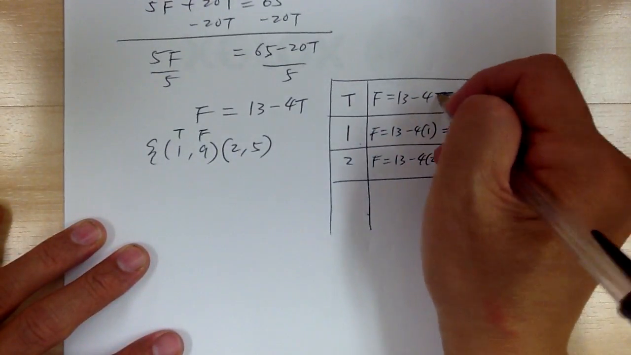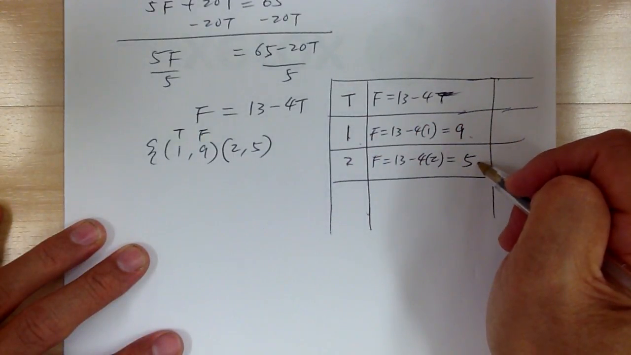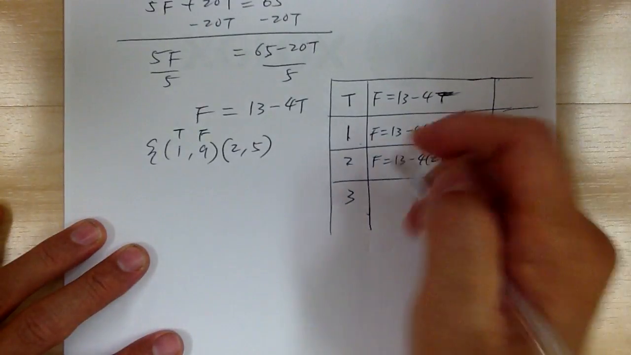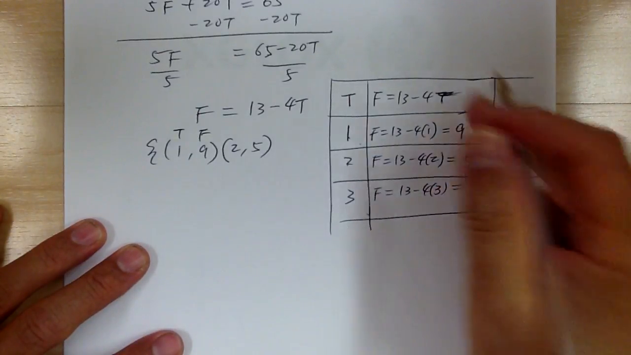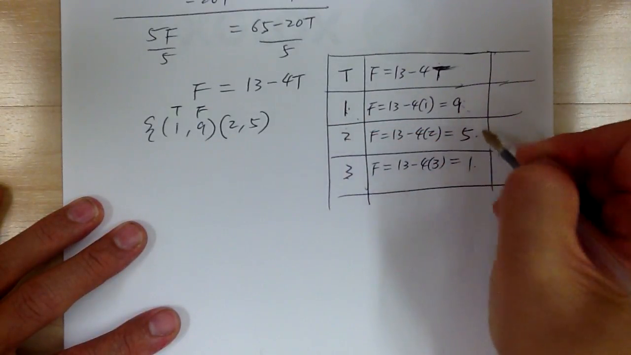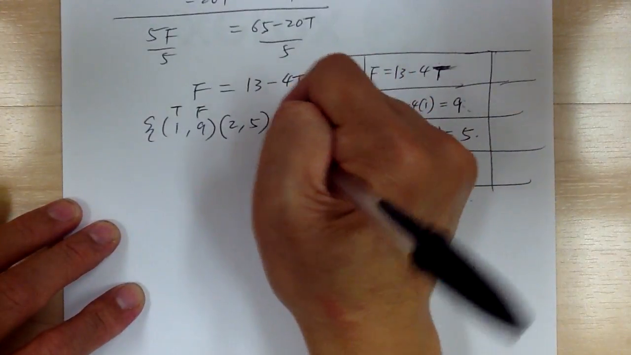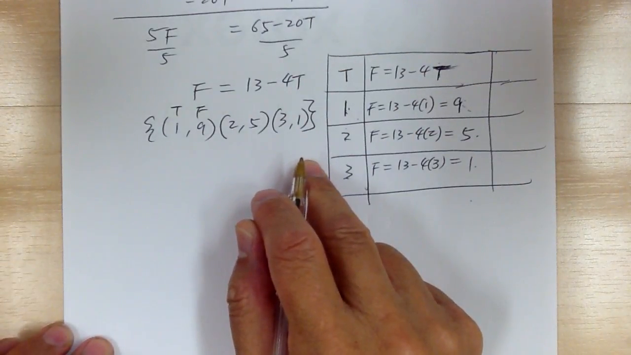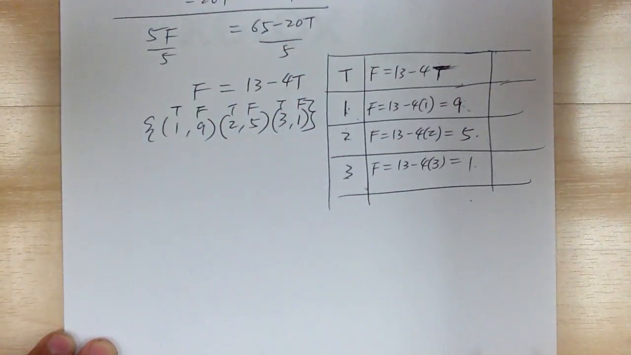And because this is a linear equation, you don't have to try anymore. Notice that every time you increase by 1, you go down by 4. So if you go to 3, keep subtracting 4, it will be 1. If you don't believe that, you try it: 13 minus 4 times 3 equals 1. Again, this is a linear equation, so everything will be proportional. After that, it is going to be negative 3, which is no good already. So this will be 3, comma 1. And so those are your 3 possibilities. Again, this is T, F.